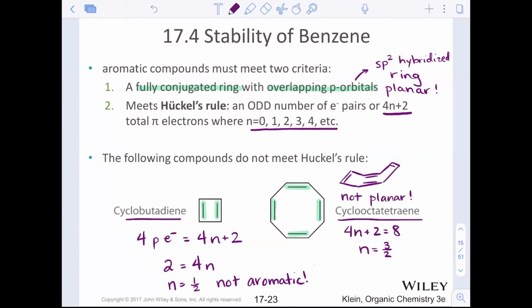So it reacts like a normal alkene because it does not meet either criteria 1 or 2, okay? What's up with cyclobutadiene is that it actually is planar, it is a ring, and it is all sp2 hybridized. But because it doesn't meet the Huckel criteria, it actually meets the 4n rule for the number of p electrons. And what this rule follows, if your number of p electrons is an even number of electron pairs, right, 4n, then you are what we call anti-aromatic, highly reactive, all right?